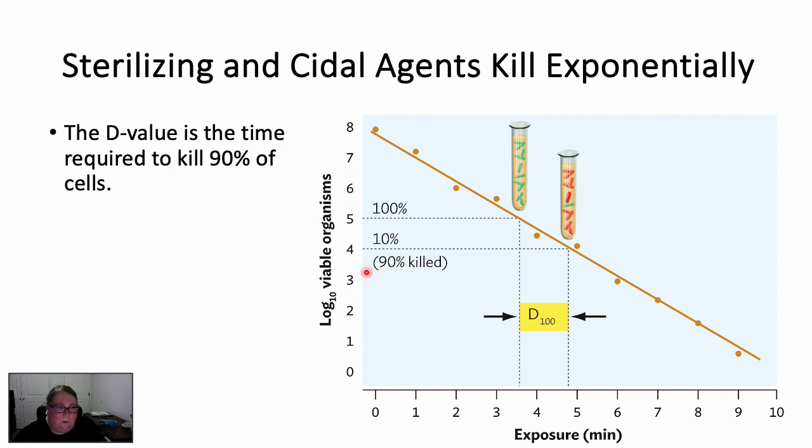With the D value, our goal is to reduce the number of organisms to 10% of the original value, aka kill 90% of them. If we look here on this graph, this is our level at 100%. We can see that this is what our level is when we've killed 90% of the population. We can see these different exposure times. The faster that it can kill 90%, the better the cidal agent is.